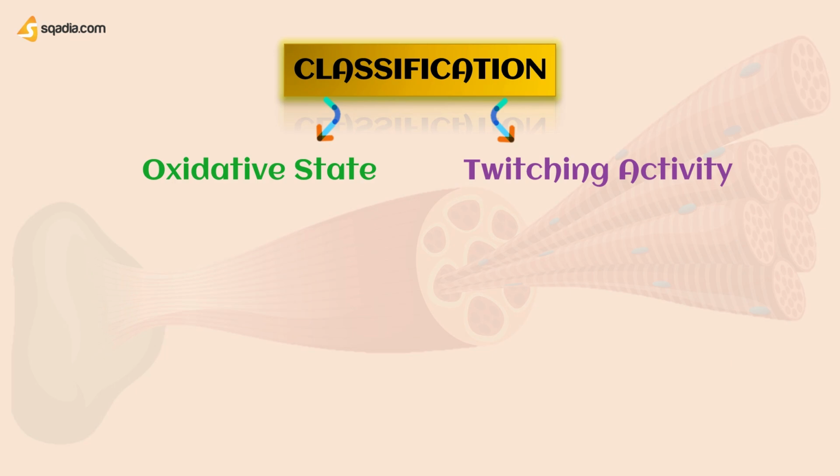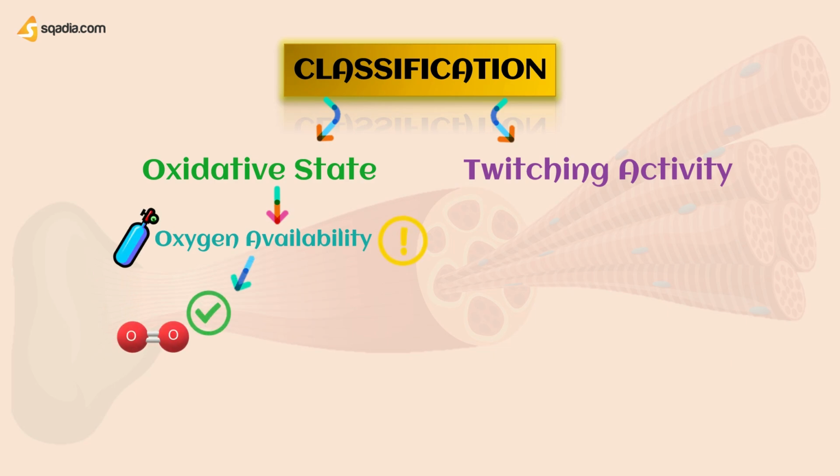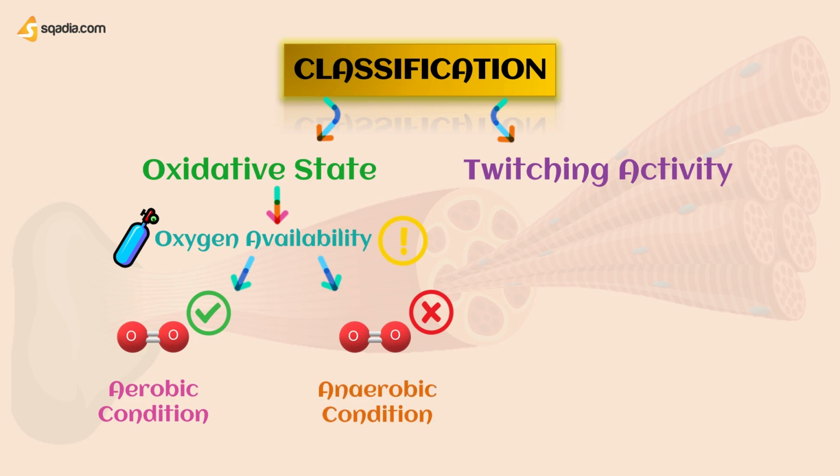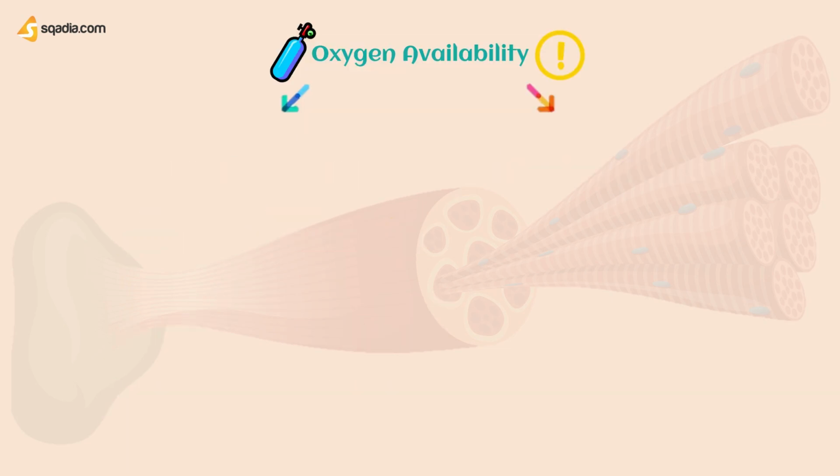The oxidative state is the body's condition with respect to oxygen availability. If there is oxygen for the muscles, we call it aerobic condition. If there is no oxygen for the muscles, we call it anaerobic condition. On this basis of oxygen availability, we say that the body has 2 types of fibers. We have red fibers and white fibers.